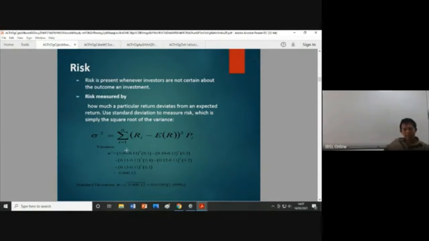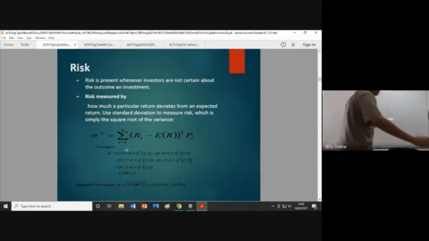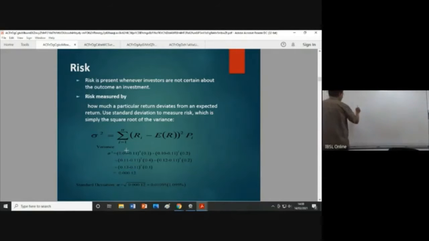Before you calculate the standard deviation, this is a little technical, but I'll just give it to you. Don't worry about it. Before you calculate the standard deviation, you have to find out the variance. The standard deviation is the square root of the variance. Now, for example, take this question. Now the probability, and you have return.